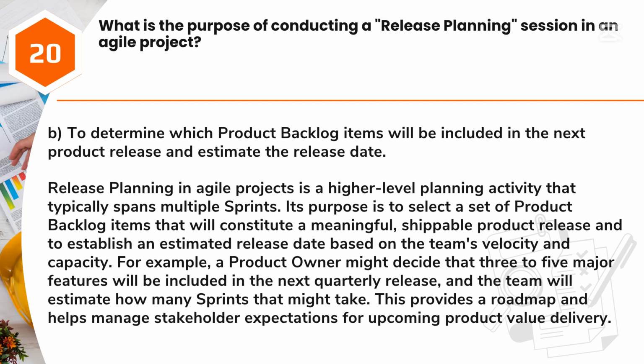For example, a product owner might decide that 3 to 5 major features will be included in the next quarterly release, and the team will estimate how many sprints that might take. This provides a roadmap and helps manage stakeholder expectations for upcoming product value delivery.